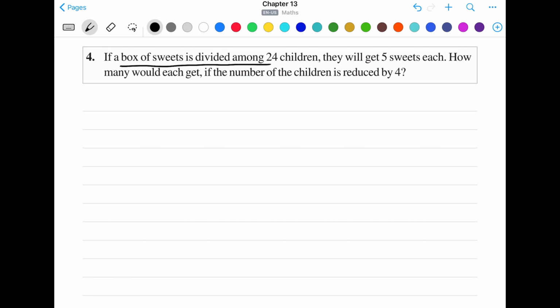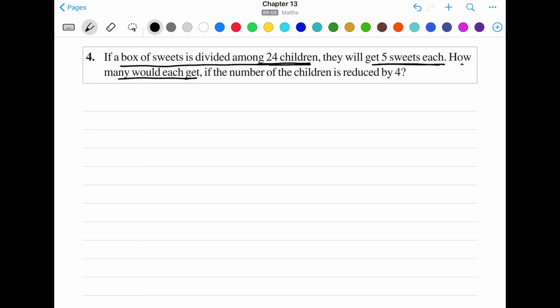The question number 4 is, a box of sweets is divided among 24 children. They will get 5 sweets each. So we have a box of sweets having a certain number of sweets, and we have to divide them among the 24 children. After doing so, each child is getting 5 sweets. Now we have to calculate how many each would get.